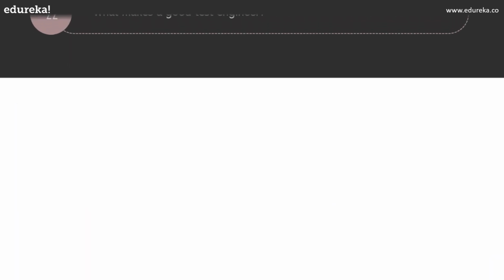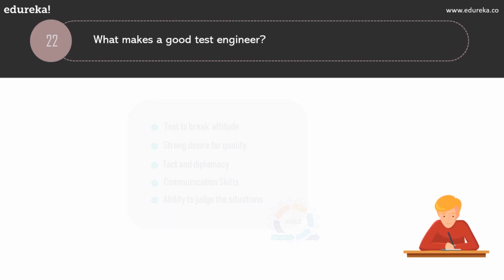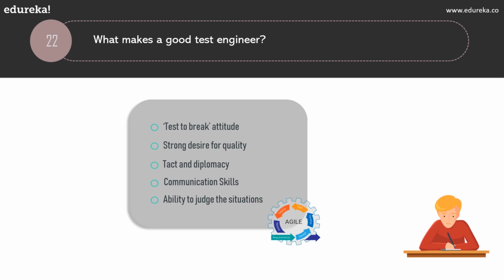Moving on to our next question, what actually makes a good test engineer? First of all, a good engineer should have a test-to-break attitude. That's an ability to take the point of view of a customer. He should have a strong desire for quality and keen attention to detail. Also, tact and diplomacy are needed, to maintain a cooperative relationship with the rest of the developers involved. And obviously, he should have an ability to communicate with both technical and non-technical people as well. So he should have excellent communication skills. And he should have the ability to judge situations and make important decisions to test high risk areas of an application when the time is very limited.